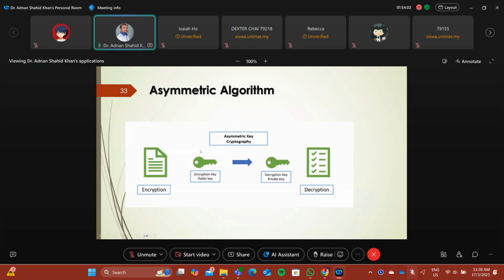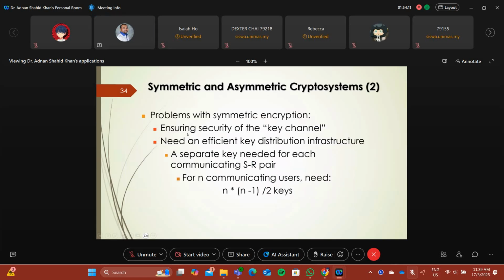Encrypt using public key, and then we decrypt using private key. We get the decryption. So symmetric key, it looks like a safe.